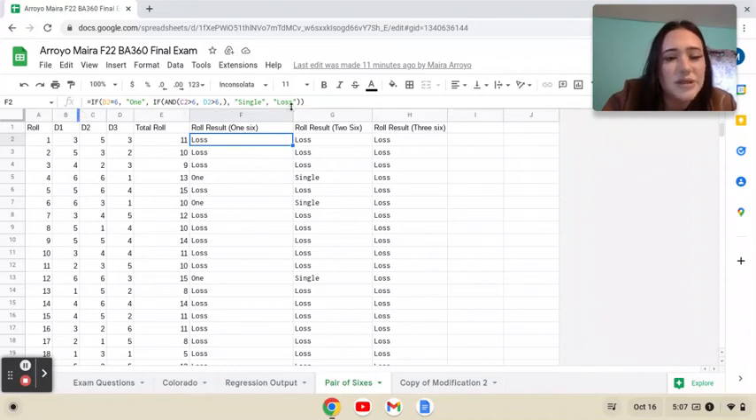So this is the equation that I did, the if and and statements. And then for the second one, I switched it up a little bit. I did them all equaling each other, all equaling 6. So this is the loss. And here's a single. I just labeled it as a single, but in all reality, it's like a double. So as you can see, there's 2 6s right there.